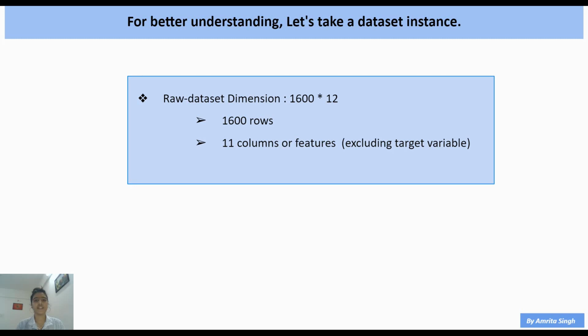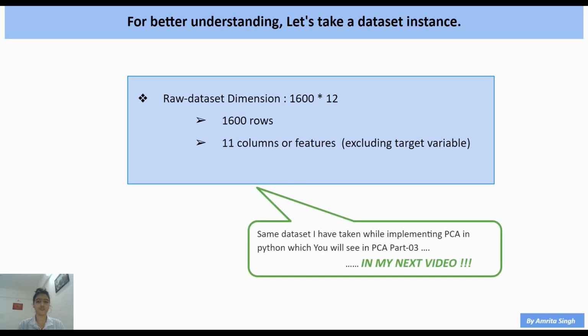For better understanding, I have taken a dataset instance. I'll be taking up the same dataset while implementing PCA in Python, which I will show you in PCA part 3 in my next video. So don't miss it. Just for your information, I have described here the dimension of the data. It has 1600 observations and a total of 12 features or attributes. Excluding the target attribute, it has 11 features.